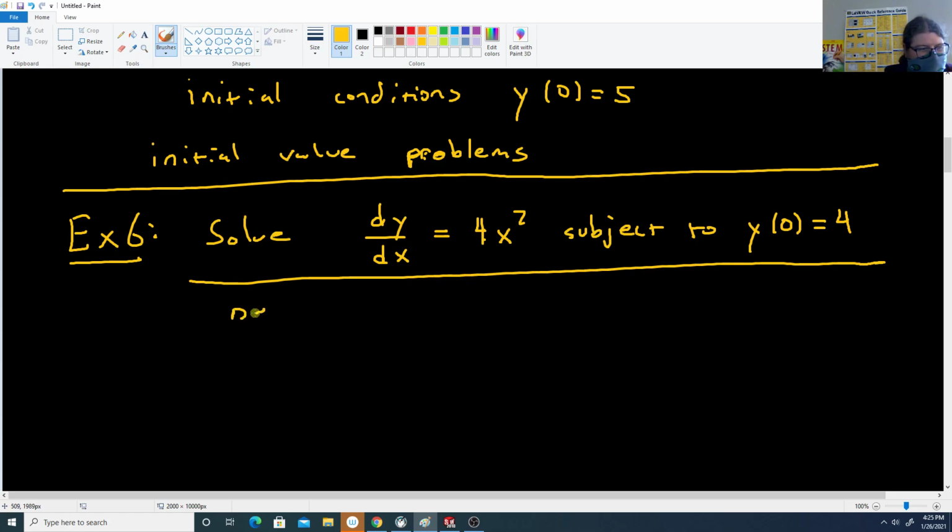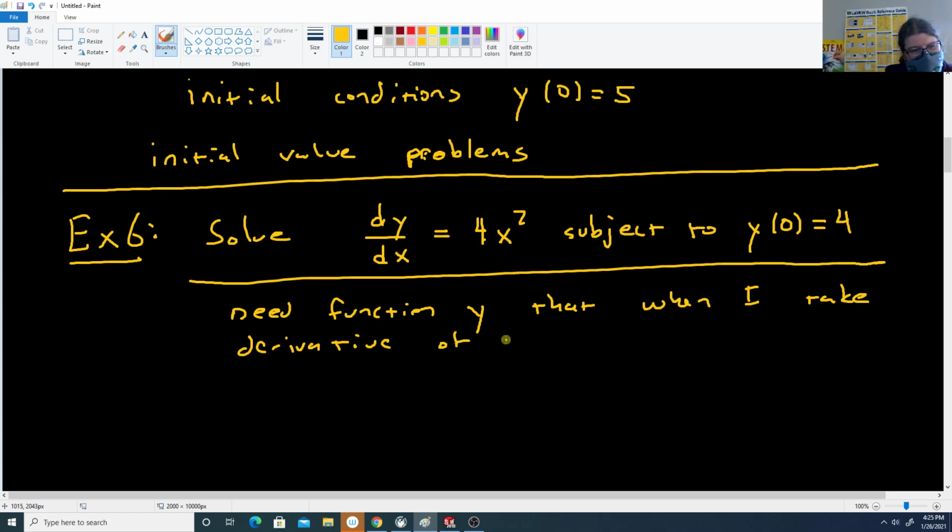So I need a function y that when I take the derivative of it, I get 4x to the 7th. So basically, if I think about it, I could set my problem up as y of x equals, so I need the function that when I take its derivative becomes 4x to the 7th.